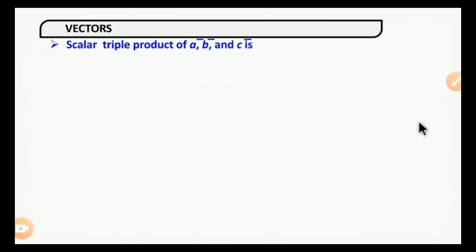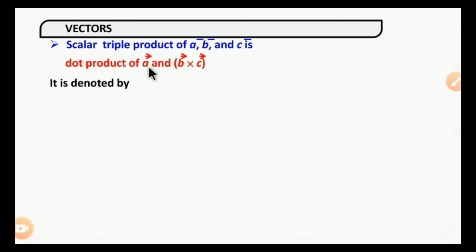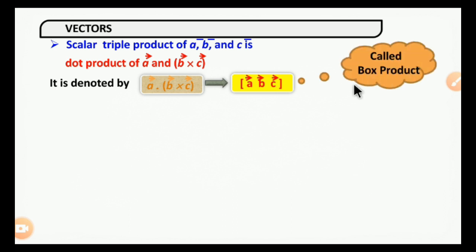Then the scalar triple product of vectors A, B and C is the dot product of vector A and B cross C. It is denoted by A dot B cross C, which can also be taken as the box product of A, B, C. So this is called the box product of vectors A, B, C. See here, we have three vectors enclosed within a square bracket.